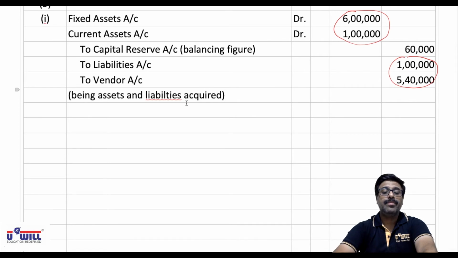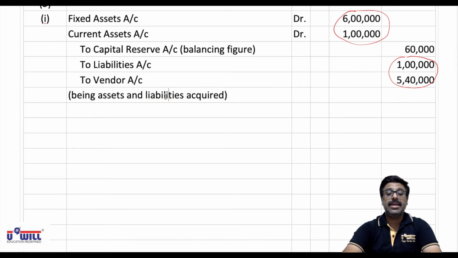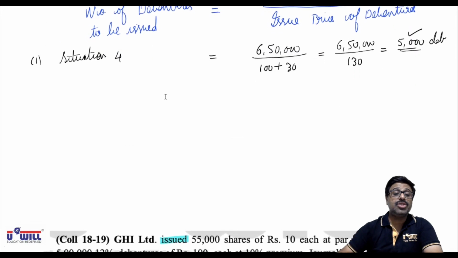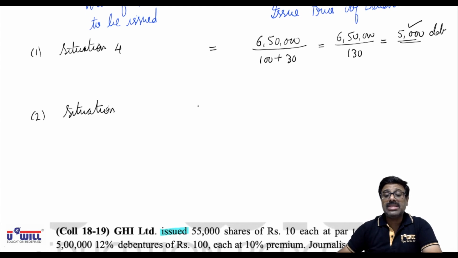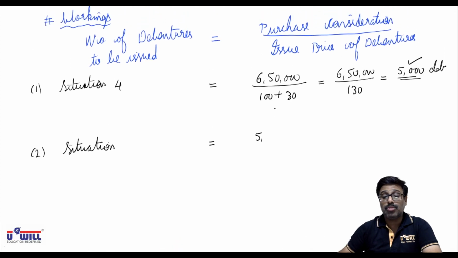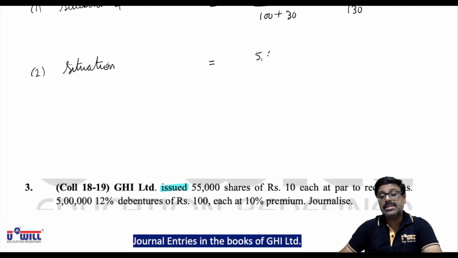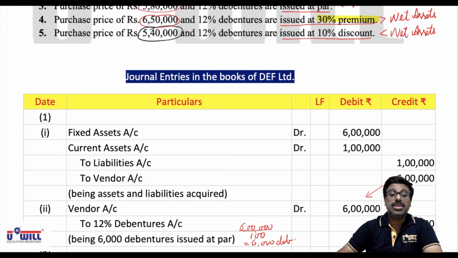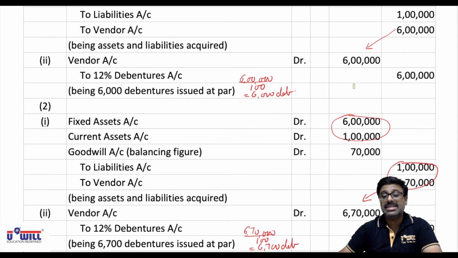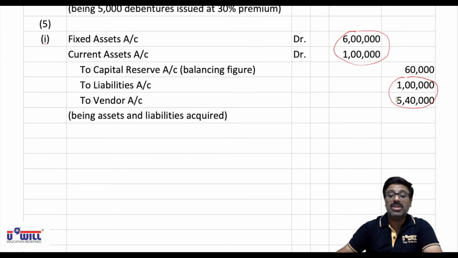Now, before we pass the second entry, again we'll make this working for situation 5, to find out how many debentures would have been issued in this situation. Now, what is the purchase consideration in this situation? Formula is purchase consideration divided by issue price of debentures. In this situation, the purchase consideration is 5,40,000. You all can see that amount payable to the vendor.